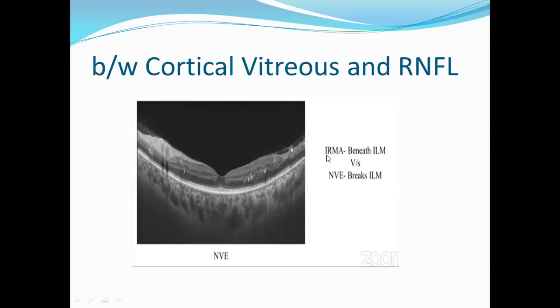On an OCT, if you don't have an FA, then also you can differentiate. In intraretinal microvascular abnormality, it is intraretinal, so it will never breach the ILM. It will be seen within the layers of the retina, beneath the ILM. However, neovascularization will grow from the retina, then breach the ILM, and then grow into the vitreous. So this will grow forward.